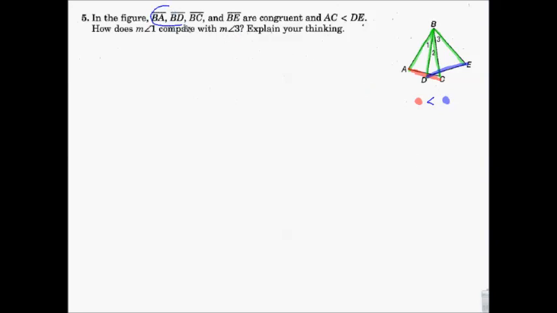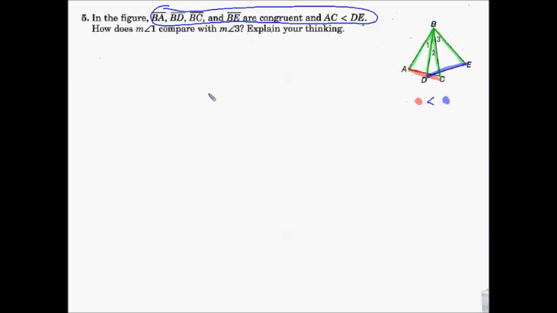That's all just from right here. All I did was mark everything. So the green lines were all the same. And then AC is this line and DE is this line. And it said that this was smaller than that. So that's all I've done so far. Is that better? No, all I'm doing is labeling the picture.